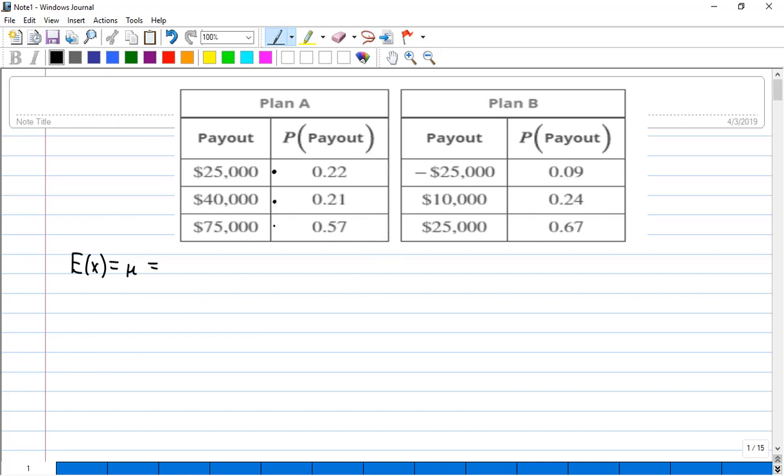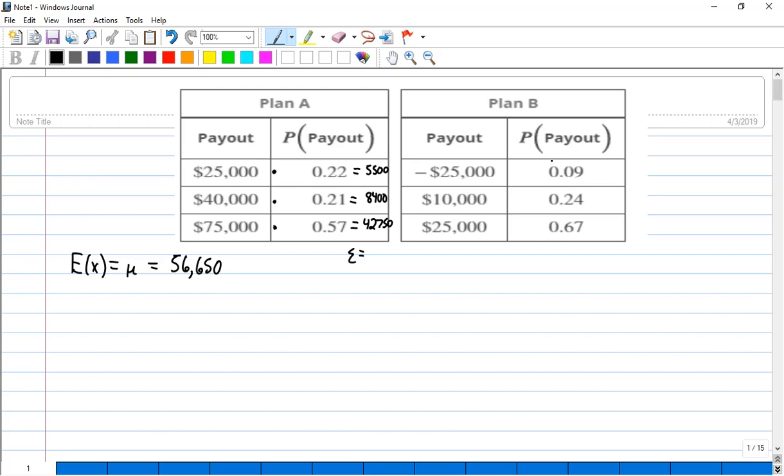So I'm going to pretend that I'm multiplying here, here, and here. And so for each one of these, I'll get a number. I have 5,500 when I multiply the first two. Multiply the second two, I have 8,400. And multiply the last two, and I get 42,750. Now when I add all those up, when I take the sum, that's going to give me the mean. Alright, and I've already done that. I get 56,650.